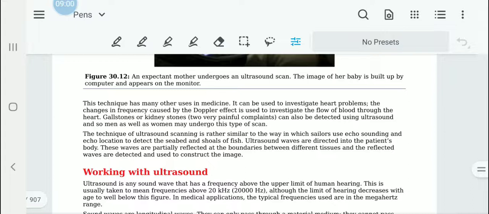When thinking about the Doppler effect related to blood flow, we have an understanding about the Doppler effect and how blood flows through the heart. Using the Doppler effect we can figure out if there is any hindrance to blood flow. So that is also something that we can figure out using ultrasound scans. Then also gallstones or kidney stones can also be detected using ultrasound.